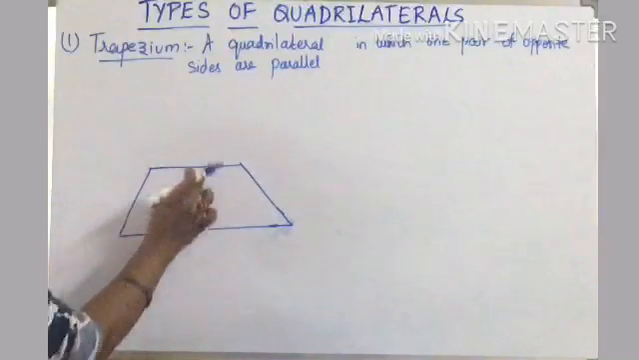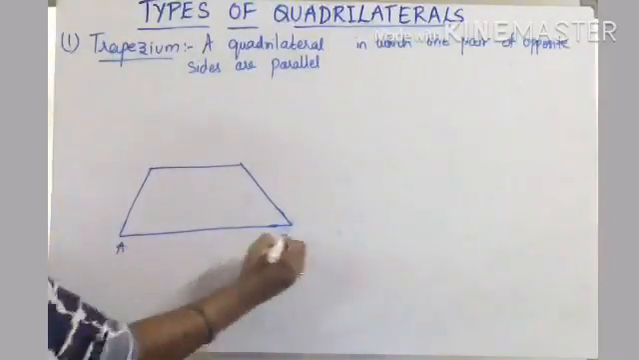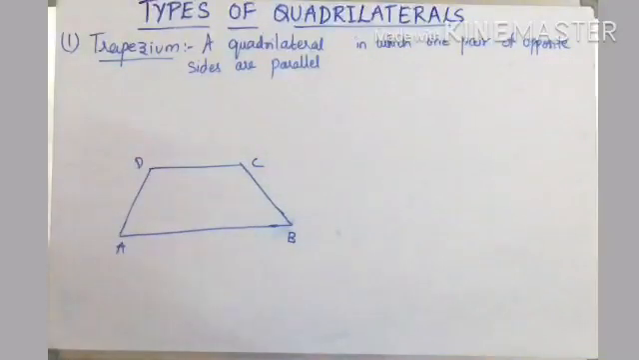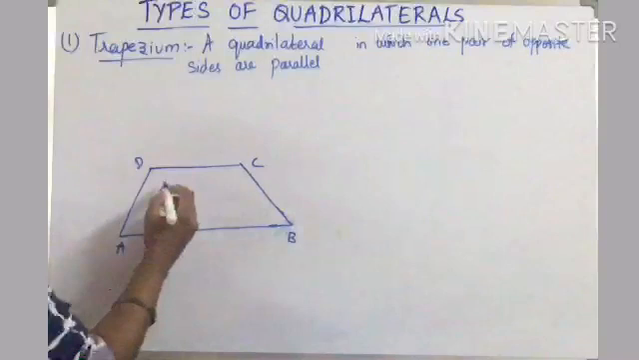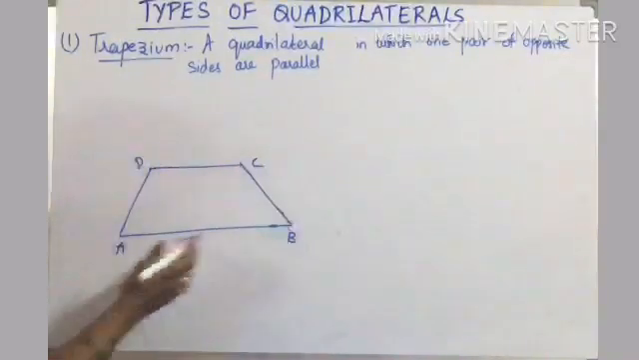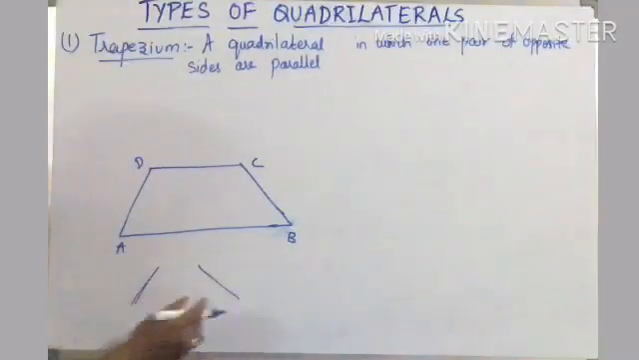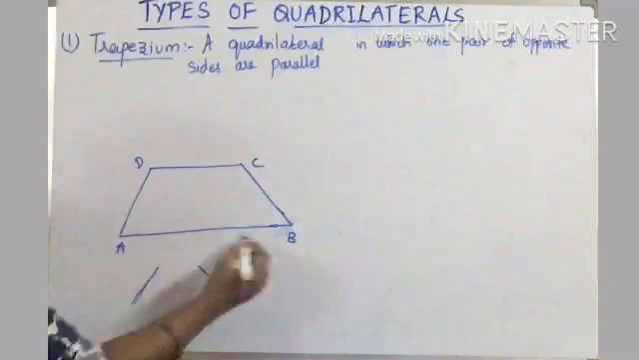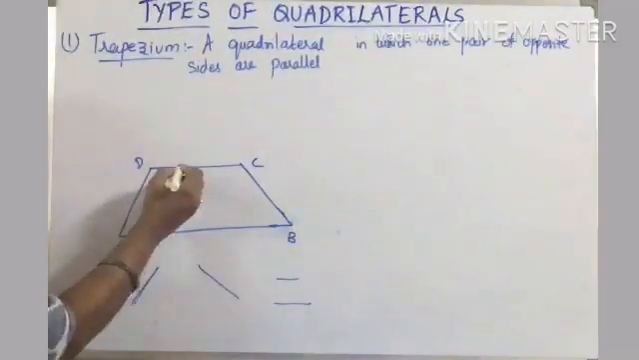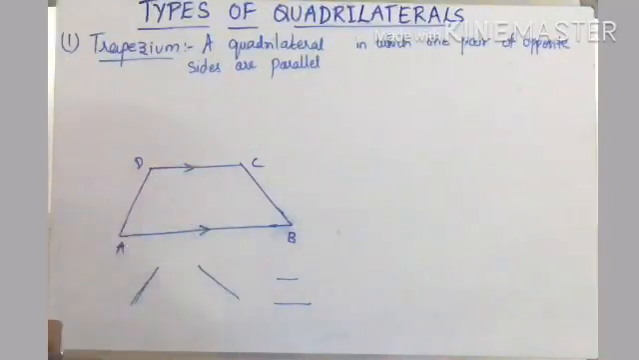2 pairs. This side opposite, and this opposite. So I am writing names here. Suppose it is A, B, C, D. In this, the opposite sides are AB and DC, AD and BC. But AD is like this, BC is like this. Can I say these two lines are parallel? No. What about AB and DC? AB is like this, DC is like this. They are parallel. So AB is parallel to DC, right?